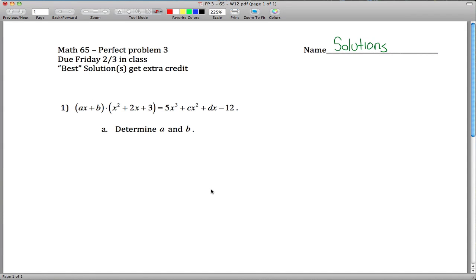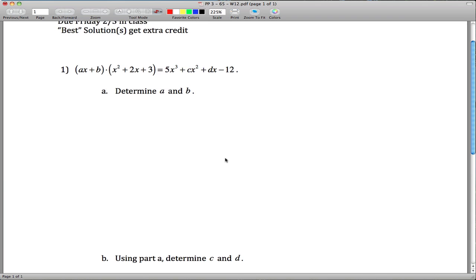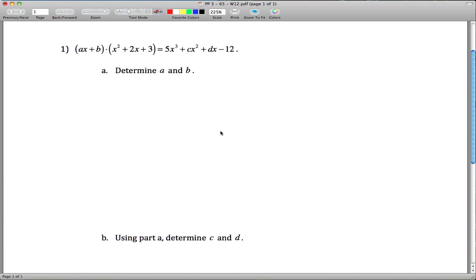All right, here is problem 3 for Math 65. This one was a little bit tricky. I was trying to get kind of creative with it. Maybe I did, maybe I didn't.